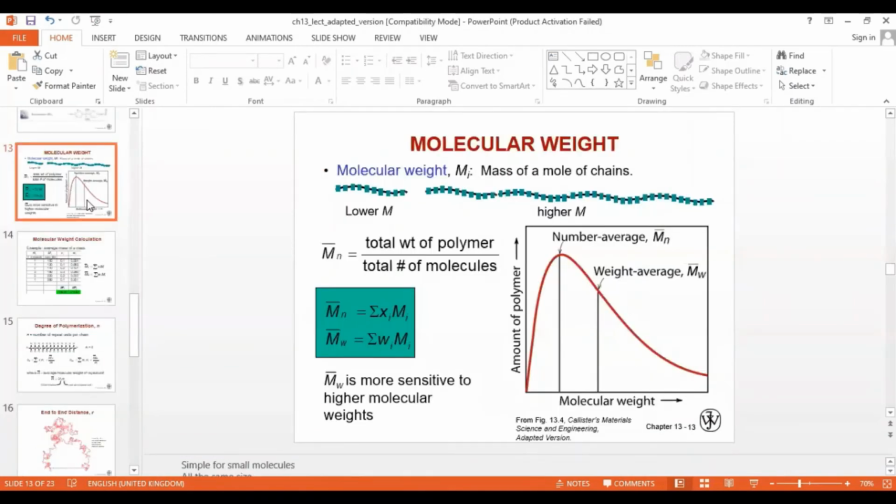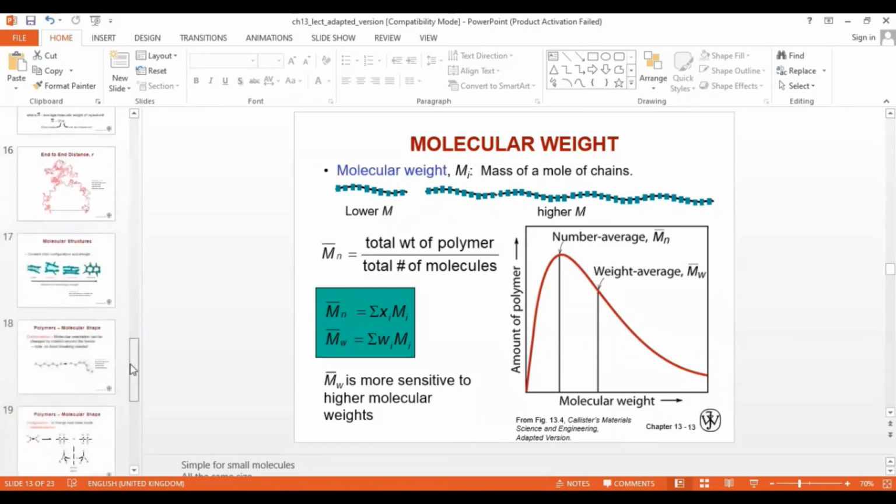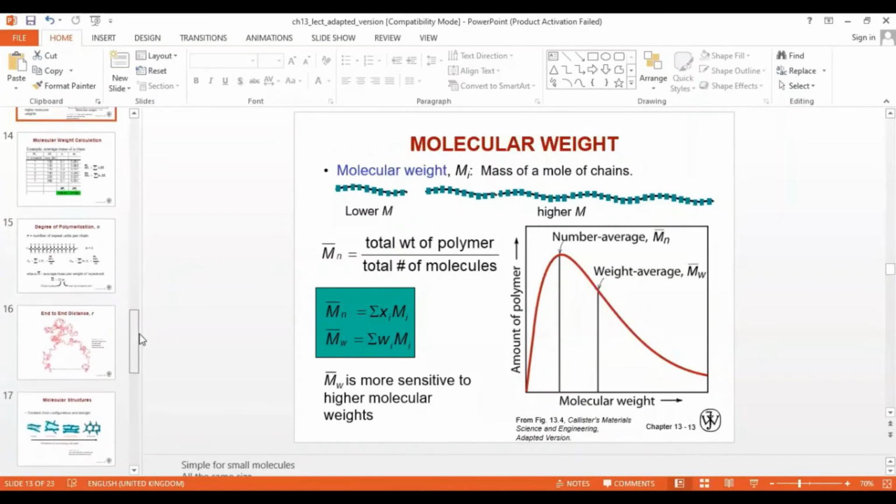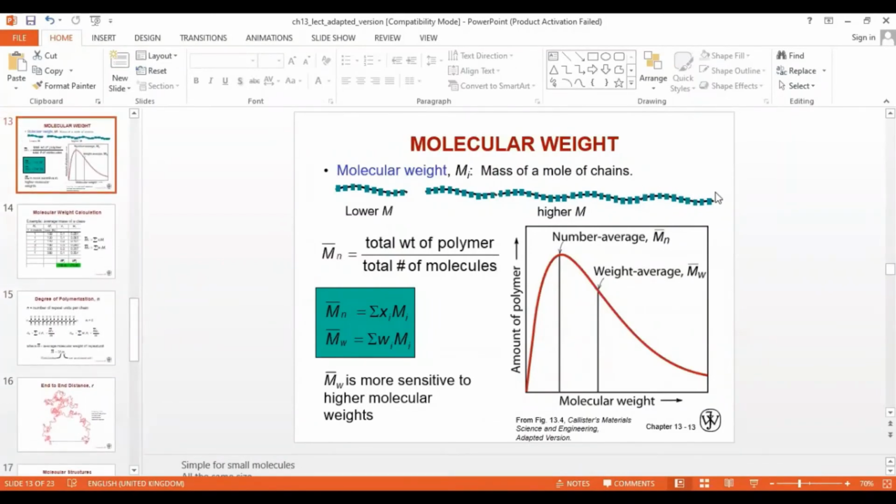Then I have molecular weight, right? The mass of a mole of chains. If you see these chains, there are two chains, this and this. Each square-type dot is indicating a monomer, right? So when the number of monomers increases, the chain will be large. If the number of monomers is low, the chain will be short, right?